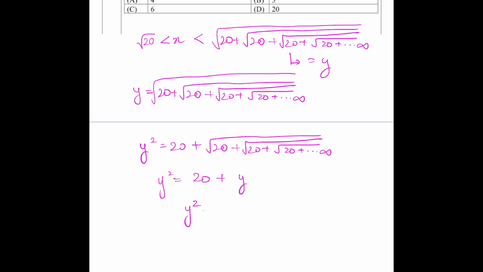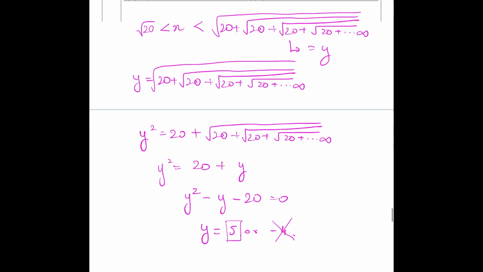This becomes a quadratic in y. Y square minus y minus 20 is equal to 0. Y is equal to 5 or minus 4, right? But obviously this can't be equal to minus 4 because it's positive. So this is not a solution. Our only solution is y equals 5.